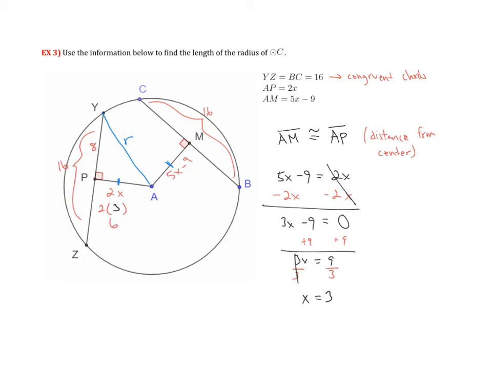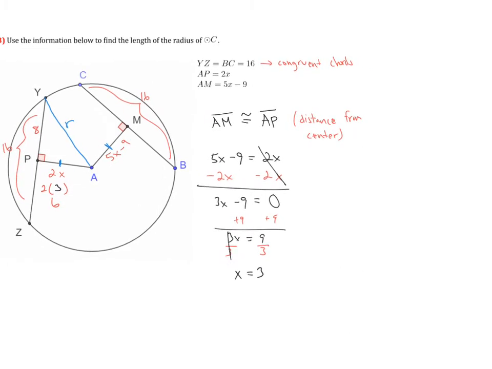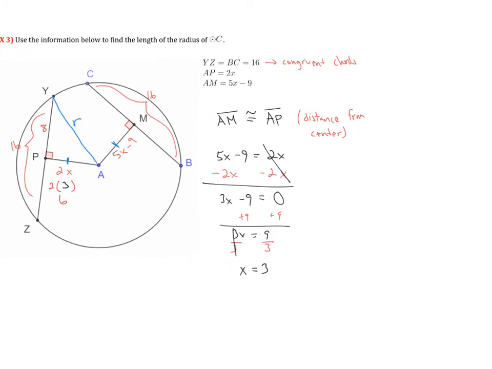All right, so let me go ahead and redraw that triangle that we're working with off to the side to make it a little bit more clear. So here's that right triangle. There's Y, this is P, and this is A. AP is 6, YP is 8, and what I'm looking for is the radius, which is technically also the hypotenuse of this right triangle.